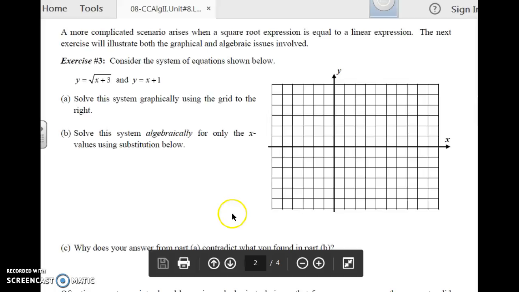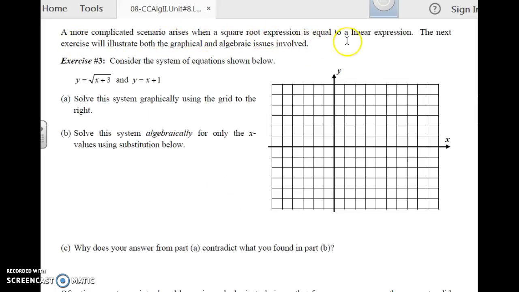Now, dealing with square roots, a more complicated scenario arises when a squared expression is equal to a linear expression. The next exercise will illustrate both the graphical and algebraic issues involved. Okay, so let's look at this system of equations: y equals the square root of x plus 3 and y equals x plus 1. If I solve this graphically, let's see what it looks like.